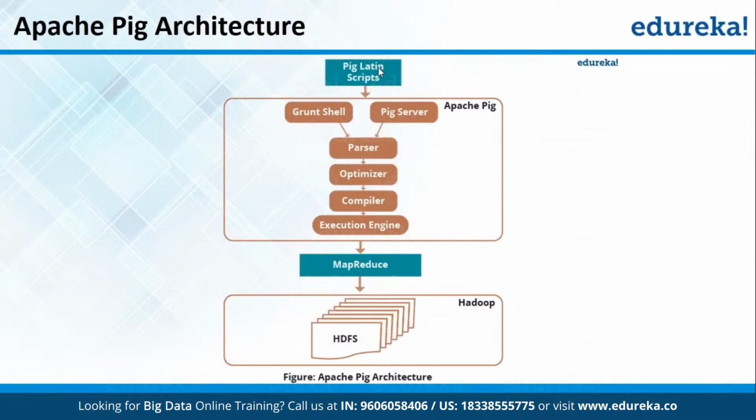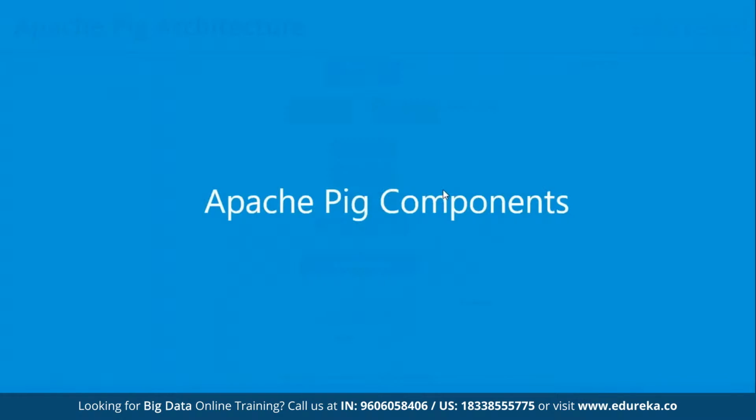Once the Pig Latin script is submitted to Apache Pig, it is parsed by the parser and optimized by the optimizer, and the compiler compiles and converts the Pig Latin scripts into Apache MapReduce code, which is executed using the execution engine over the Hadoop cluster. So this is the simple architecture of Apache Pig. I would also like to tell you that this entire thing is commonly known as the Pig MapReduce engine as well, because the entire thing helps in converting the Pig Latin script into MapReduce and then executing it over the Hadoop cluster.